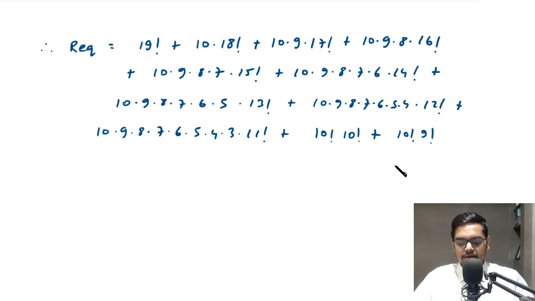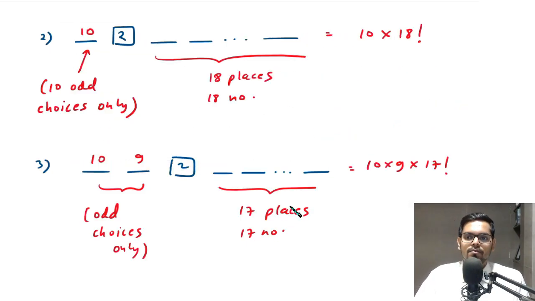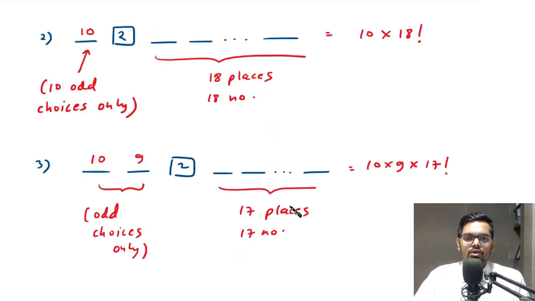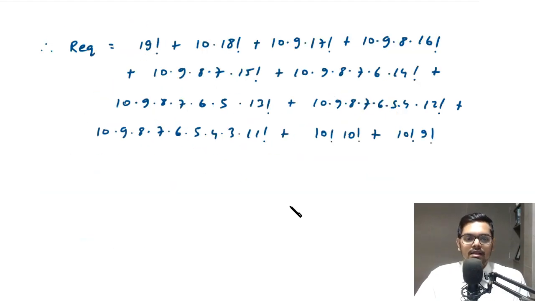If I add, this is what I am getting. And finally, probability is requirement by total. Simplify and get the answer. I know I got 1 by 10. It looks simple, but if you do it in the GATE exam, it will take a lot of minutes to get the final answer. Indeed. So therefore, method 1 was problematic. Not the conceptual way, the conceptual way was easy. Solving the final thing is problematic, and getting the answer as 1 by 10.